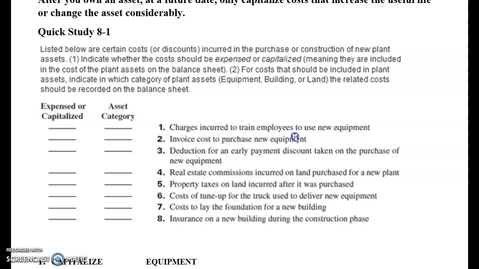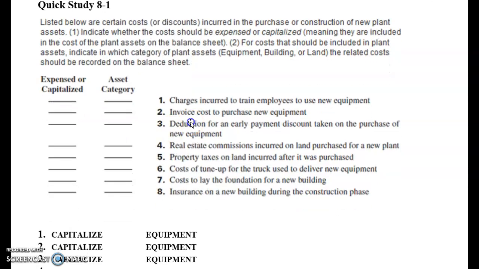Obviously, the invoice to purchase the new equipment is capitalized. So number 2 is capitalized and equipment. Number 3, deduction for early payment discount taken on purchase of new equipment. Well, that's a reduction in cost. We still call it capitalized, but we're going to reduce the amount we're capitalizing by that amount. We still call it capitalized, and it's equipment.